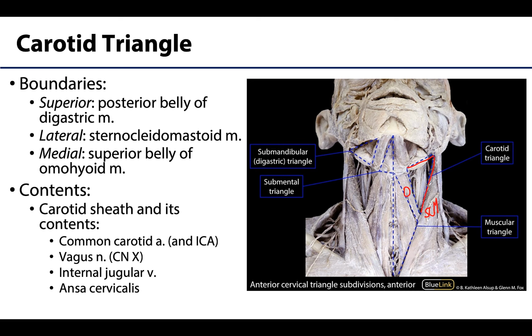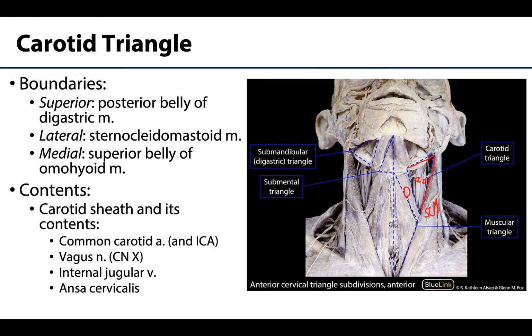And like I mentioned before, there is a lot going on in the carotid triangle. The carotid sheath and its contents are located within. So this is going to be the common carotid artery, and a bit of the internal carotid artery. That's going to be the medial-most structure in the carotid sheath. The internal jugular vein will be the lateral-most structure. The vagus nerve will be deep and intermediate. You don't see it in this view because it is going to be deep.